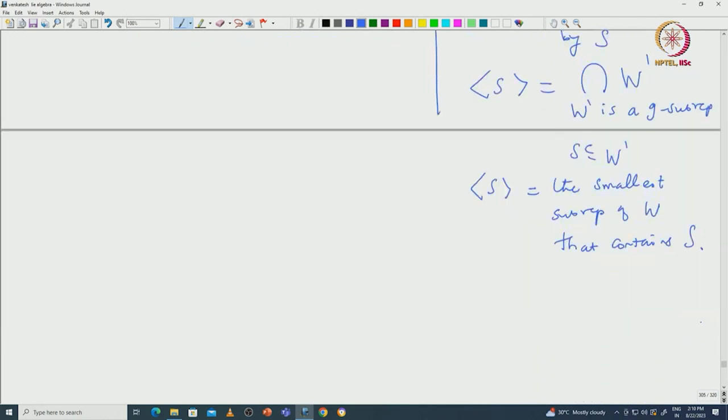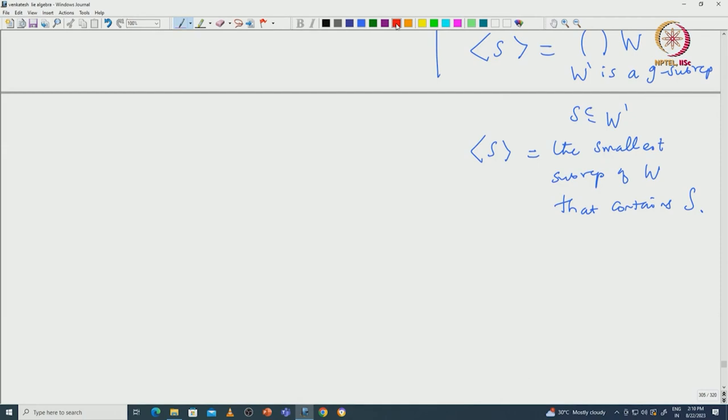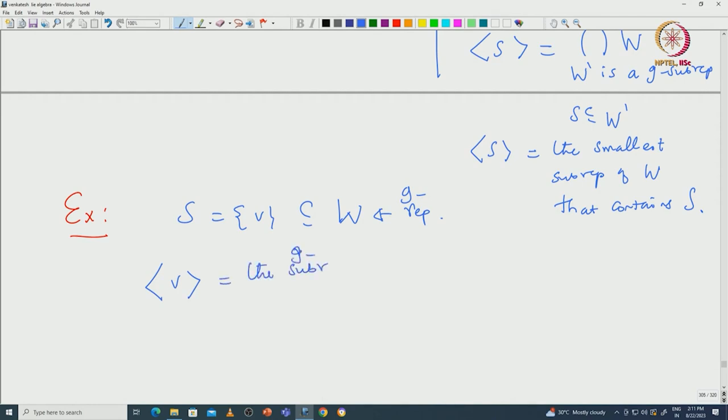So maybe I will actually state one exercise which is actually very nice, okay. Maybe one can do it first for some singleton S, and then you can do it for any general S, not a problem. So what is the exercise? Suppose S is some singleton v, sitting inside W, where W is a G representation. So then we talk about the sub representation generated by this v, okay. So how can one get it as a space, okay.